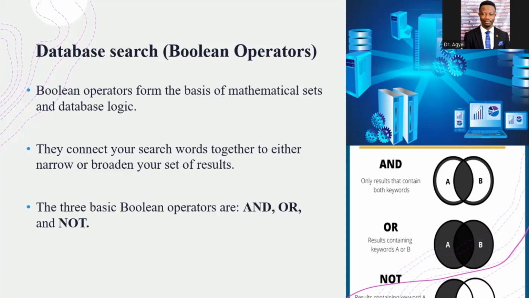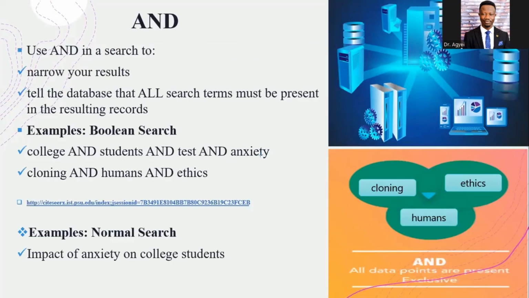These are the key Boolean operators that we need for our search. So the first one is the word AND. Please, I want us to try this.